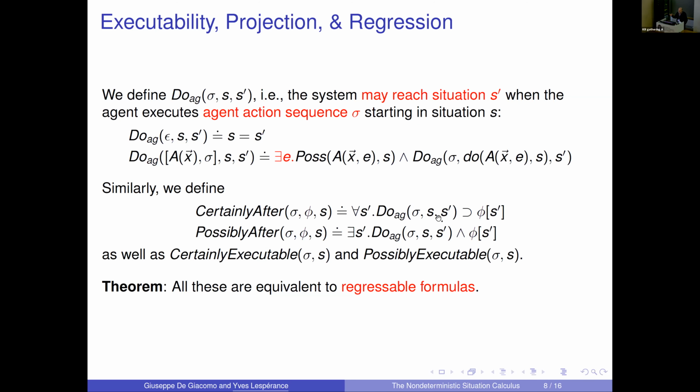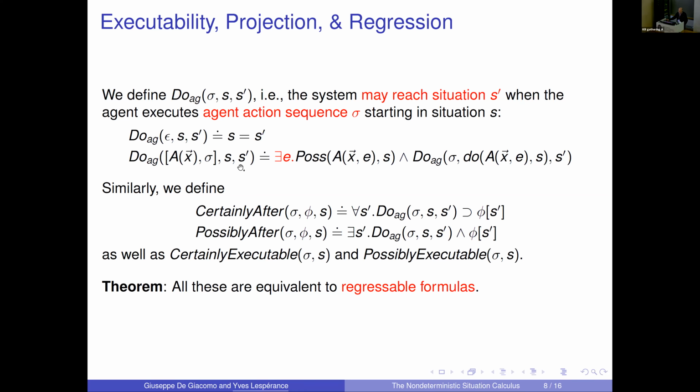Okay, so this is the basic framework, and now to make this useful to talk about possible agent behavior, we need to define various notions. So we define a predicate Do that says that given a sequence of agent actions, which situation can you reach if you start in situation S? These are obtained essentially by existentially quantifying over the possible environment reactions. We'll see an example shortly.